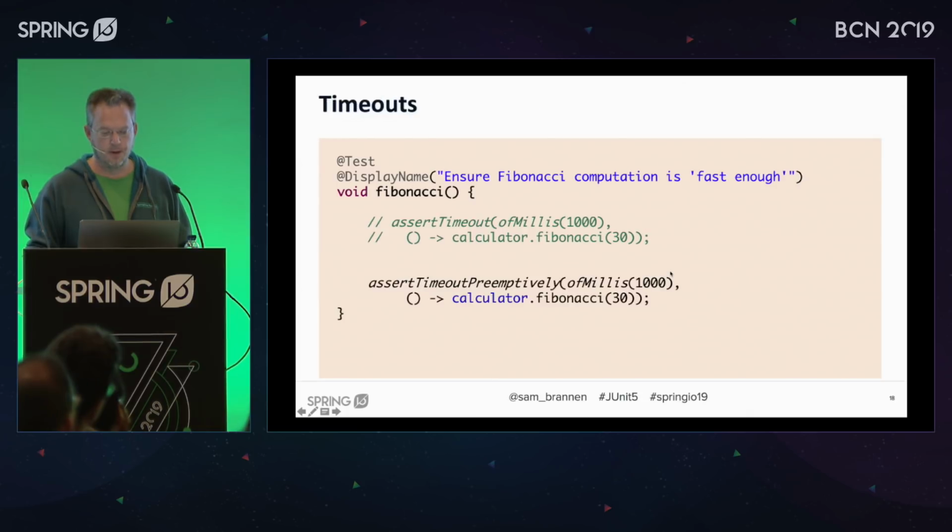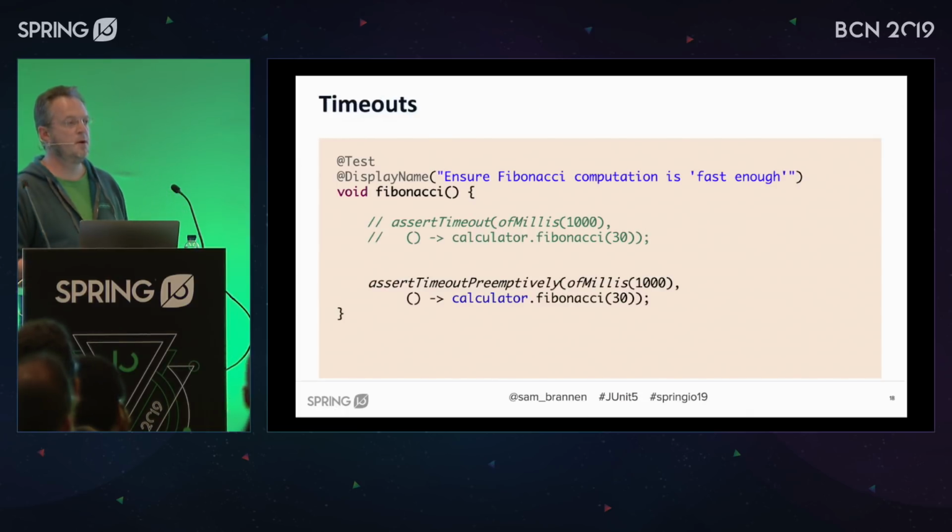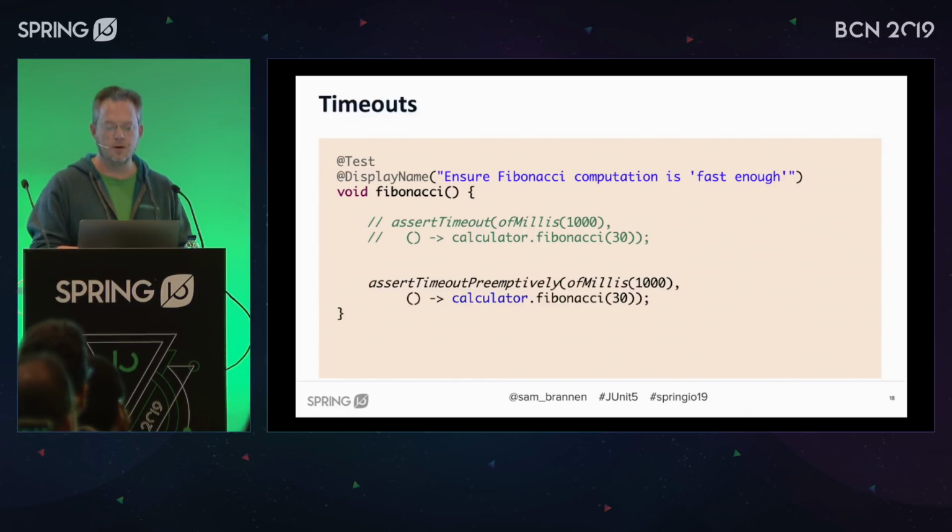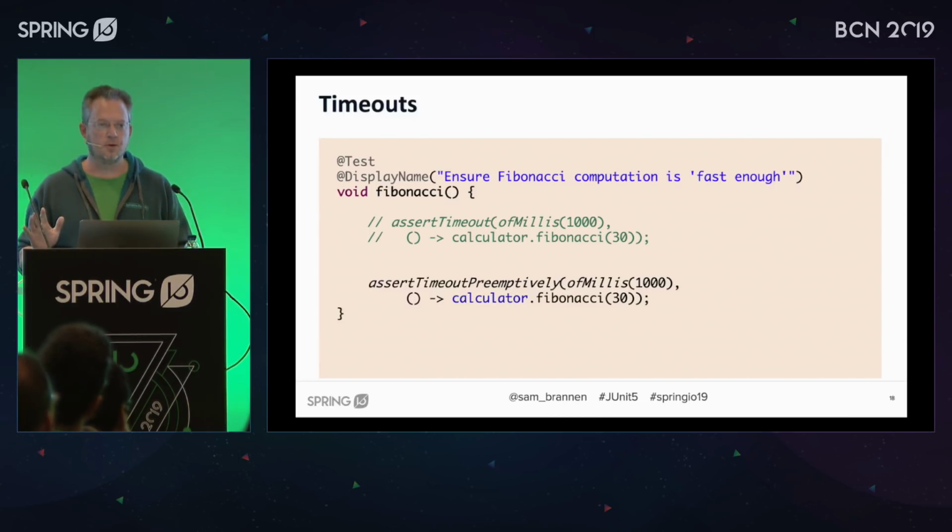Similarly for timeouts, we also have a similar way to do that with lambda expressions. So we have two methods in the assertions class. We have assert timeout and assert timeout preemptively. So this first one, assert timeout, what that's going to do is basically wait on the code to complete. So if the code never completes, it could run forever. But if it does, then we just check how long it took afterwards and fail the test if it took too long. And the other option is to say assert timeout preemptively.